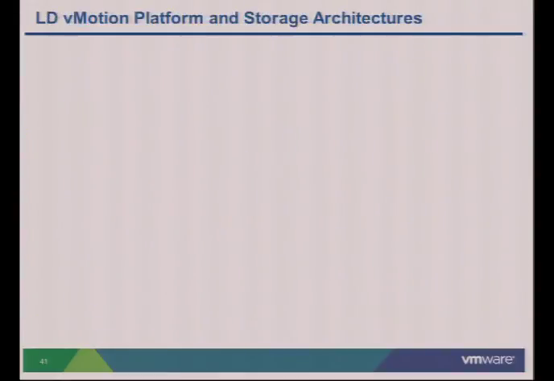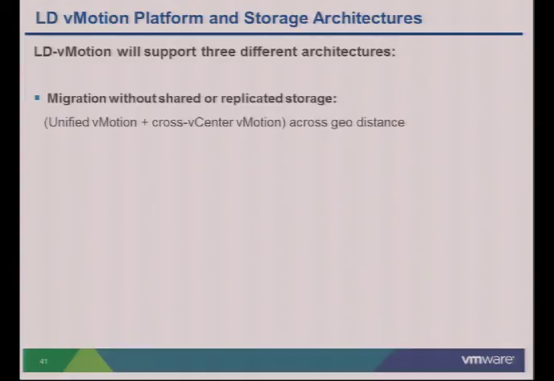So from the platform and storage perspectives, long-distance vMotion will support 3 different types of architectures. The first architecture is the migration of the VM without any requirement of storage on the back end. This is simply a unified vMotion, the migration of the memory state and the storage backend over geo distances. This allows the maximum flexibility for your environment because you'll be able to long-distance vMotion the VM from any VC to any VC.